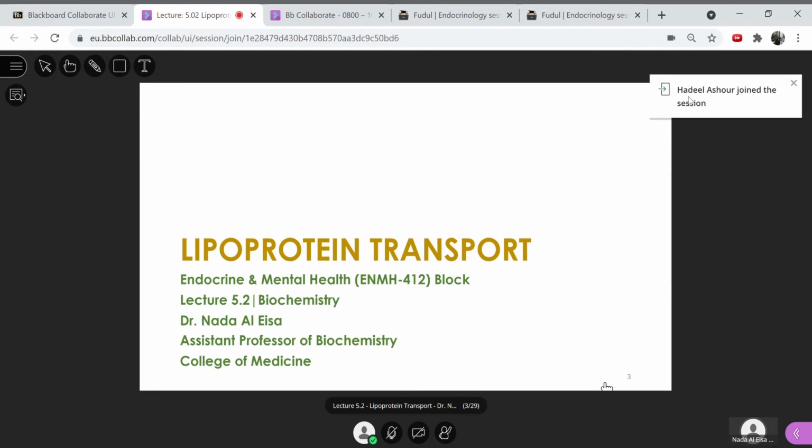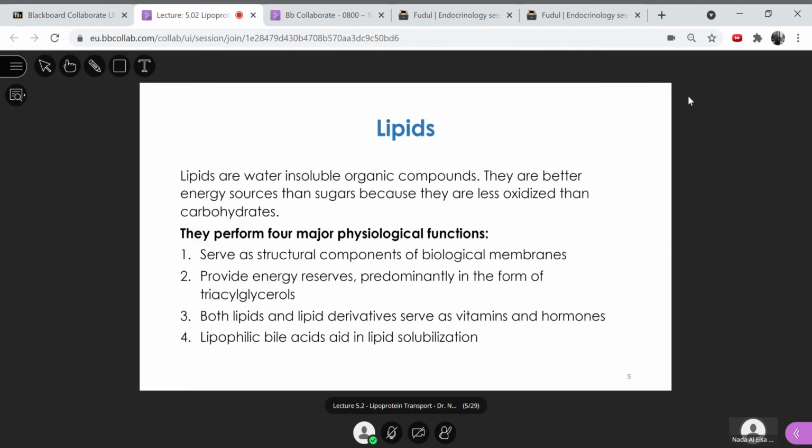طيب, without further ado, I'd like to start with our session today about lipoprotein transport. The topic is not fully or completely new for you, so I'll try my best not to make it repetitive. Right. So apparently you know quite a lot about lipids.